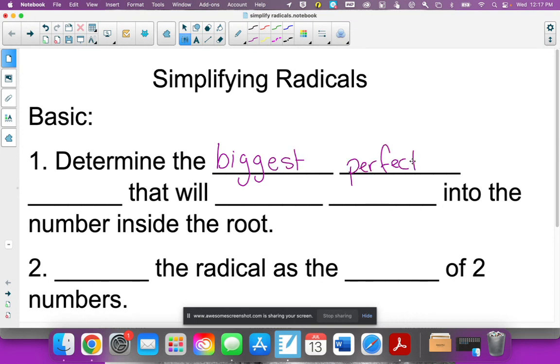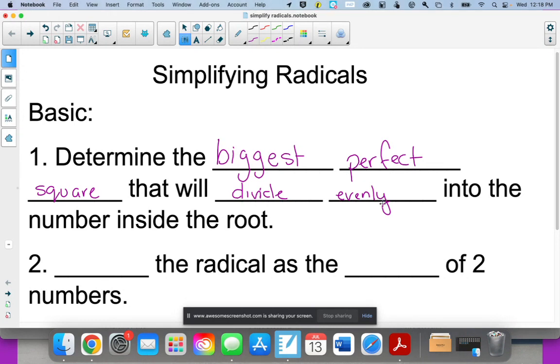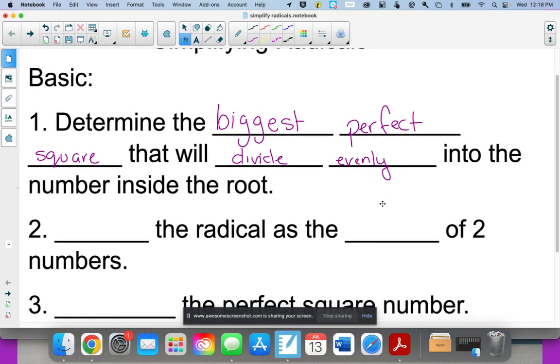what is the biggest perfect square that will divide evenly. Now, evenly means, remember, no decimals and no remainders. Divide evenly into the number inside your root, okay? So think of this like prime factoring, which you used to do with factor trees. We're going to be breaking down whatever's inside of our square root into two or more numbers, trying to find the biggest perfect square that will divide evenly and basically dividing it down.